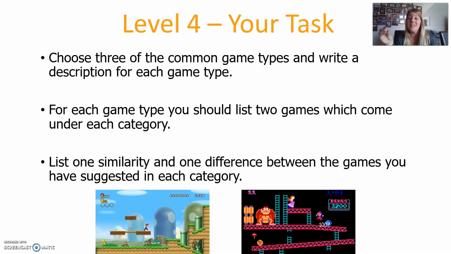So my similarity is that both of these games, the aim of the game is to try and save the princess at the end. Okay, Mario is trying to save Princess Peach, and then in Donkey Kong, effectively he's trying to do the same thing, get to the end, get the princess, save her from the monkey.